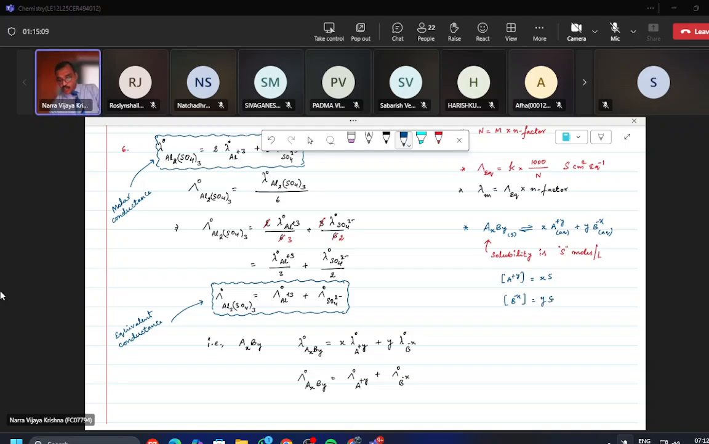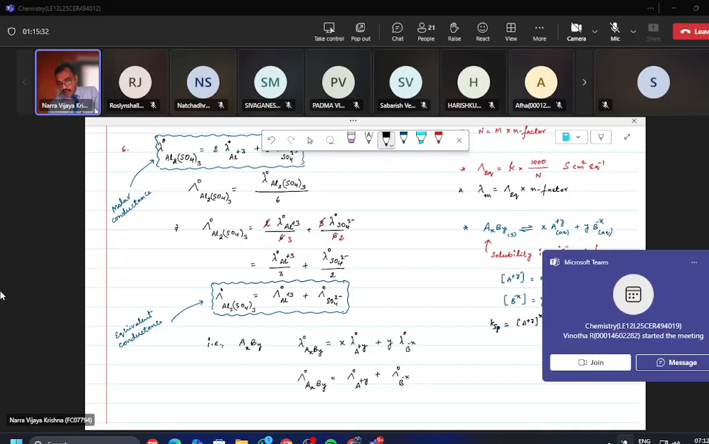Then what is KSP? What is KSP of it? Concentration of this power X into concentration of this power Y. KSP we will write as the equilibrium constant: concentration of A^(y+) power X into concentration of B^(x-) power Y. Correct? This concentration power X, this concentration power Y.